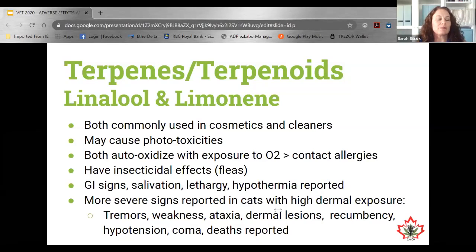We know that linalool can be relaxing, which may be interpreted as being a little bit sedating. Think lavender baths and lavender oils, which are rich in linalool. But in more concentrated forms, GI signs like salivation, lethargy, hypothermia, they've all been reported. And in cats with high levels of dermal exposure, more severe signs such as tremors and weakness, ataxia, dermal lesions, low blood pressure, recumbency, we've seen all of those. So again, these are always with more concentrated products. And to the best of my knowledge, we haven't seen issues in concentrations that are normally found in cannabis or legally available cannabis oils.